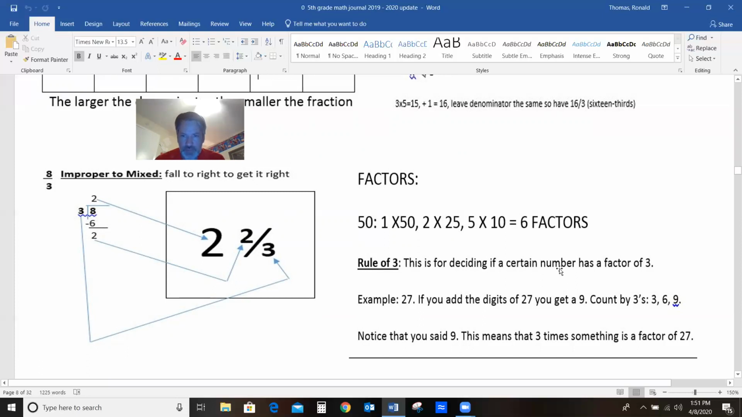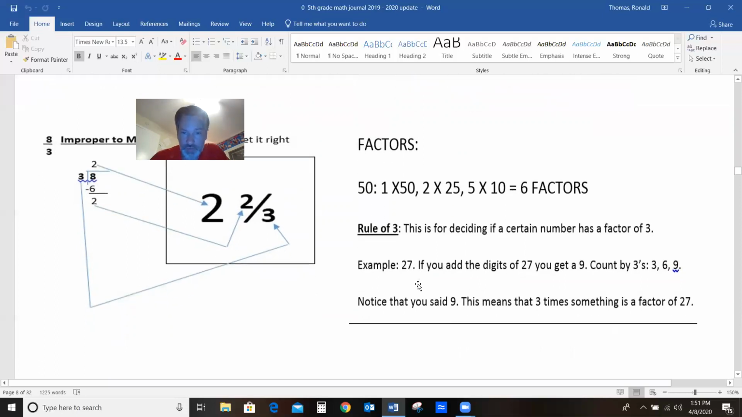Rule of 3. This is for deciding if a certain number has a factor of 3. Example, 27. Now, this can get a little sketchy here, so let's see. So you have a 27. You add the digits of 27. You get a 9, because 2 plus 7 is 9. Think about it. This is just a trick. So now ask yourself, can you count by 3s and get a 9? Yep. 3, 6, 9.